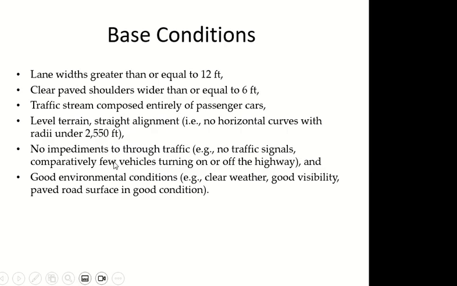Okay, no impediments, it is uninterrupted, right? So we have no interruptions. If the interruptions are there, they are 2 miles apart and there are no access points as well. Ideal is no access points. Yes, we can have access points, like we had for multi-lane highways, but this is not ideal. Ideal is zero access points. Good environmental conditions: visibility, weather, everything is good.